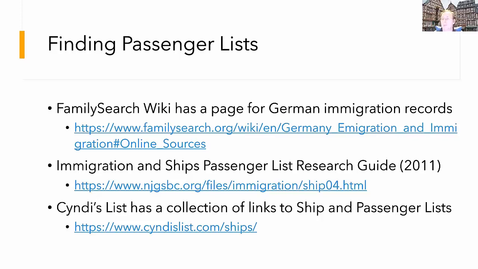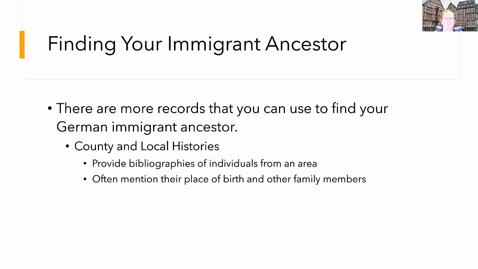One of my family lines traveled up from New Orleans. Two of the brothers ended up in St. Louis, and then the other brother ended up in Cincinnati.